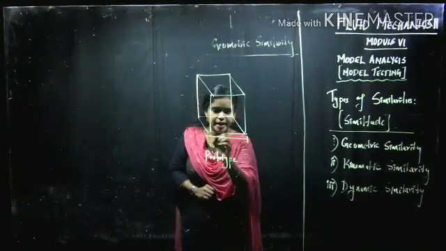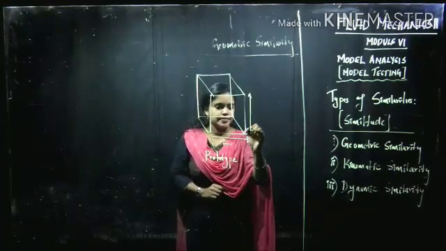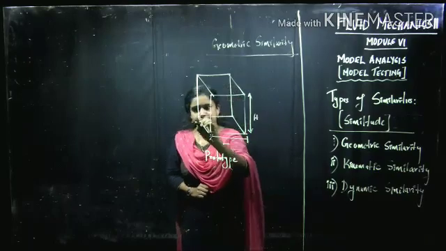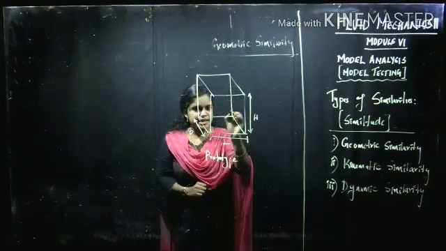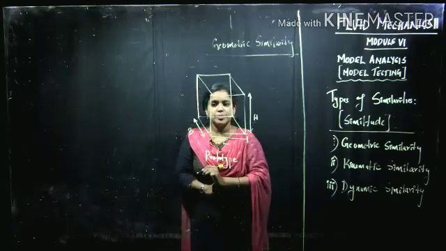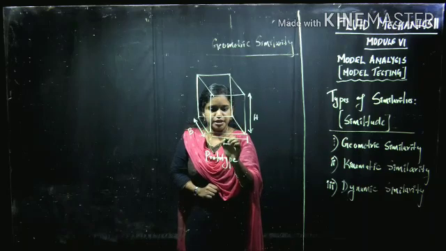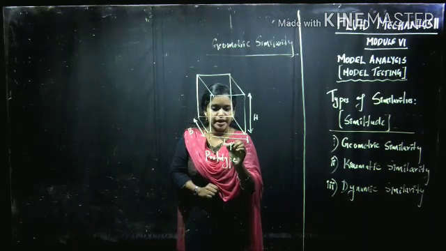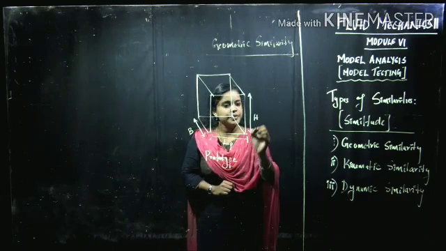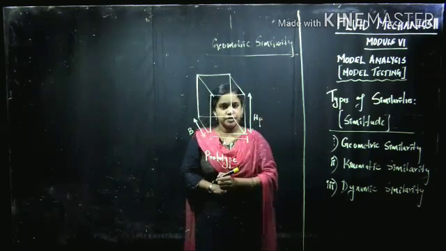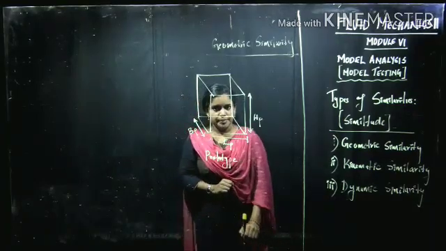Let L be the length, H be the height, and B be the breadth. Since all these dimensions belong to the prototype, I am giving an additional notation, that is LP, length of the prototype. Let LP be the length of the prototype, HP be the height of the prototype, BP be the breadth of the prototype.